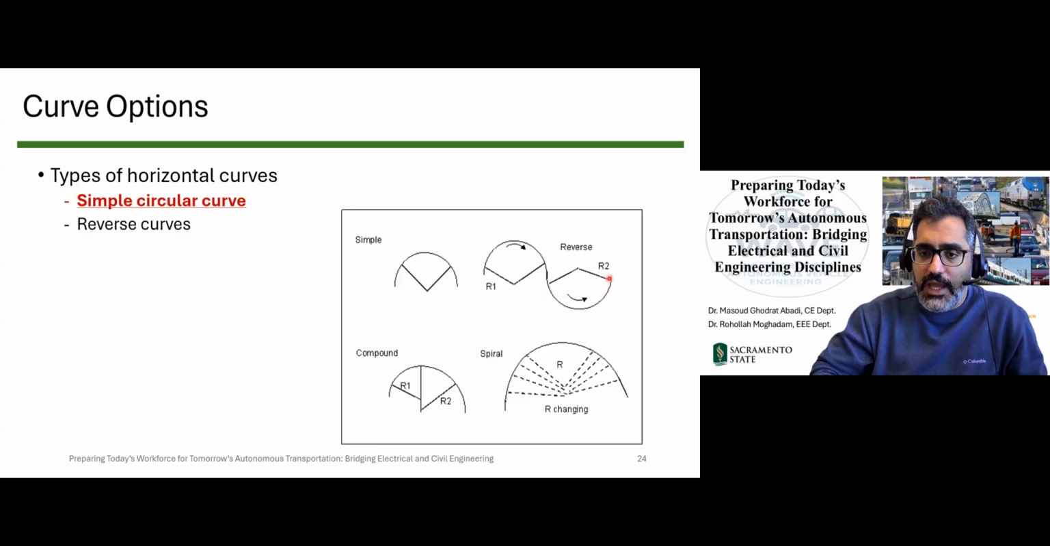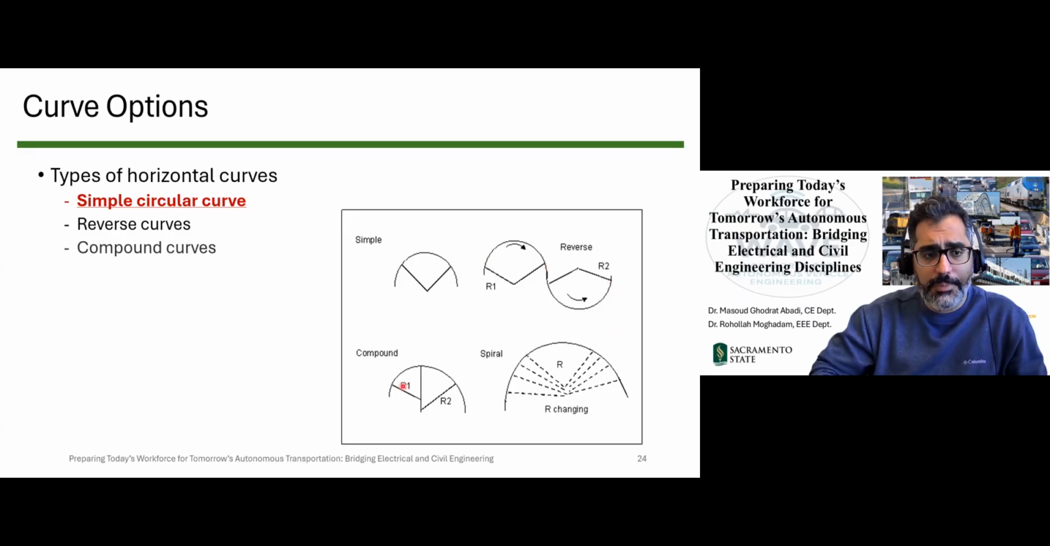Most often when I have two parallel roads, look at the laser point here. If I have a roadway like this and another roadway like this, and I need to connect these two, so you're going this way, and now you need to connect it to a roadway like this, we usually go with the reverse curves. Each one of them is just a simple circular curve.